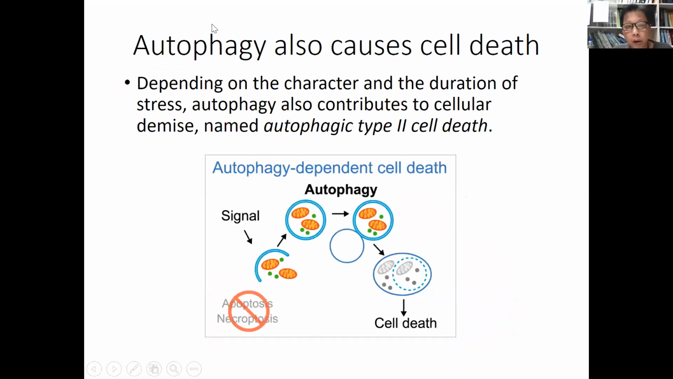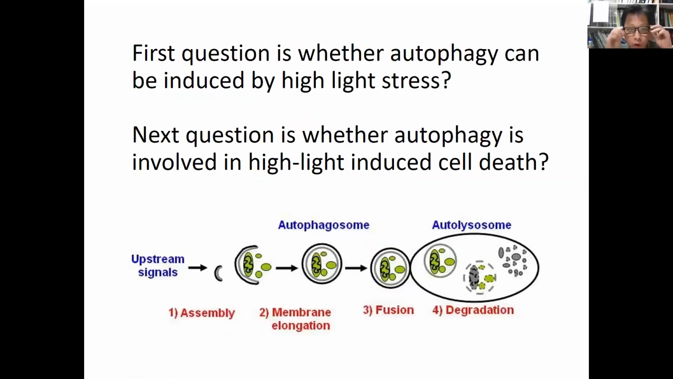However, autophagy also causes cell death depending on the character and the duration of the stress. If the stress duration is prolonged, the autophagy will be very severe and cause cell death. So my first question is whether autophagy can be induced by high light stress. And the next question is whether autophagy is involved in high light induced cell death in this alga.